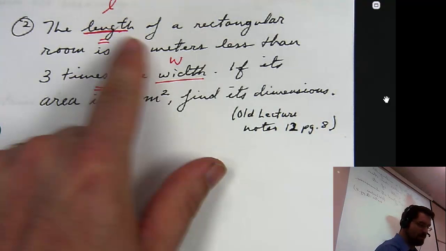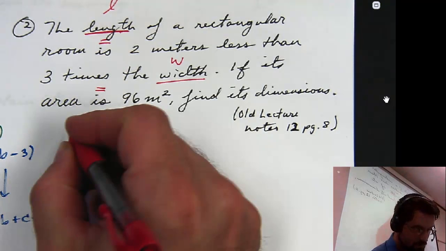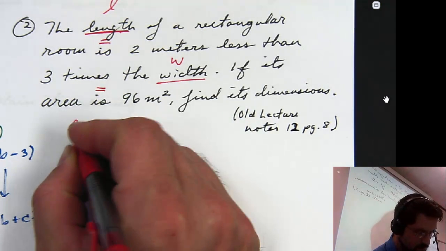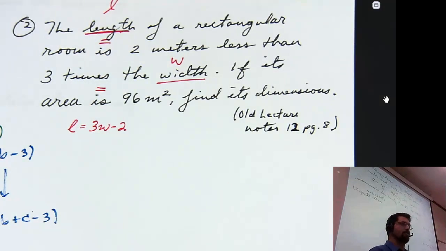So let's see. L, the length of a rectangular room is, L is what? 3W minus 2. Very good. And if you got that, that's awesome.